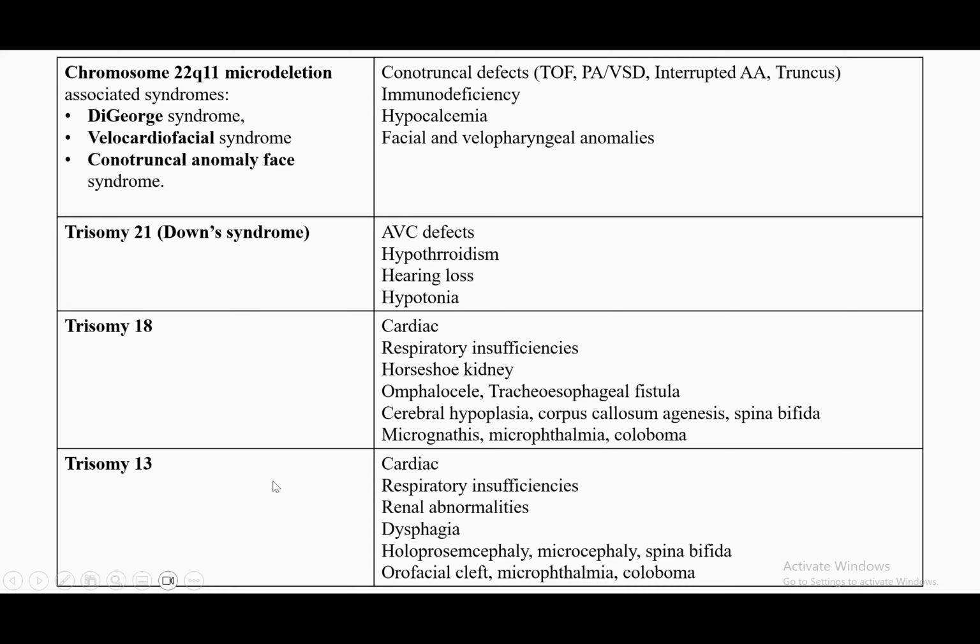Trisomy 13: cardiac anomalies with respiratory insufficiency, renal abnormality, dysphagia, holoprosencephaly, microcephaly, spina bifida, orofacial cleft, microphthalmia, coloboma.